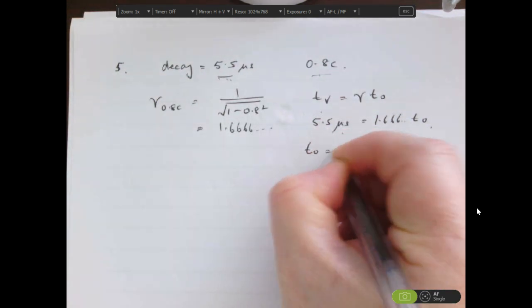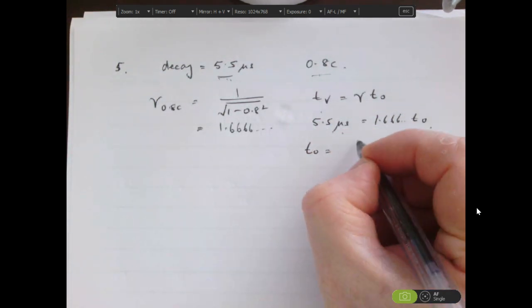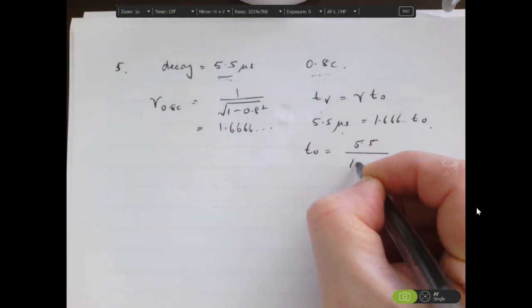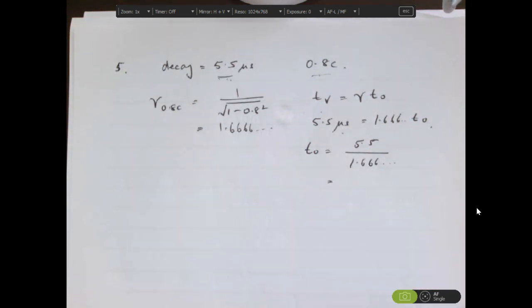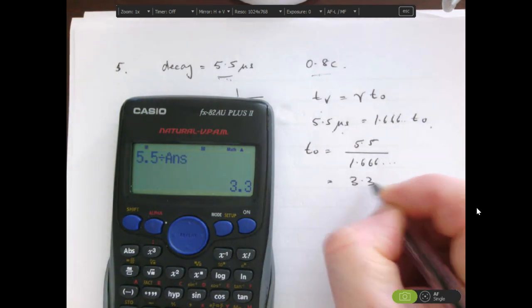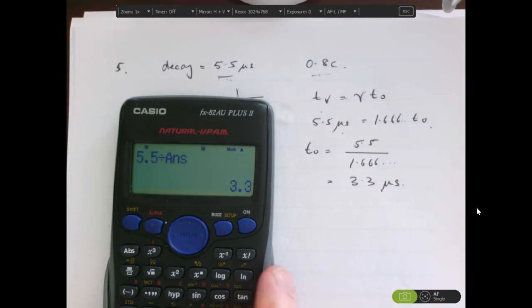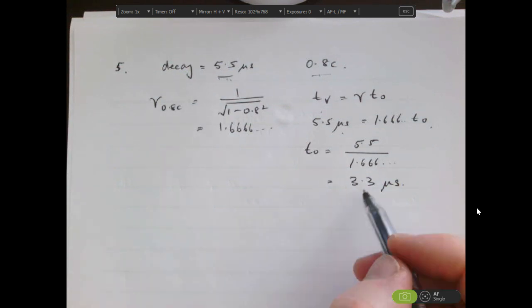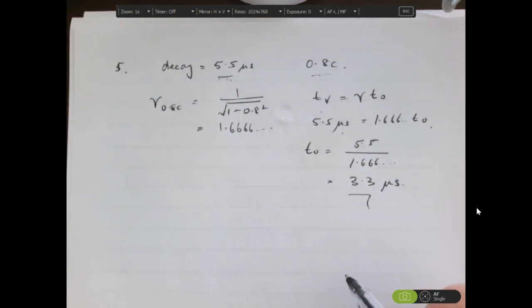So t naught would equal 5.5 divided by 1.666. Putting that in, we get 5.5 divided by the answer, which is 3.3 microseconds. Right, so this is its true decay time, if you want to call it that. It's the decay time that it would be if we were to create this cosmic particle in a laboratory. It should decay in 3.3 microseconds.